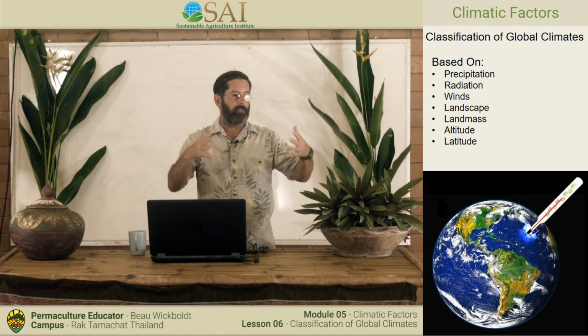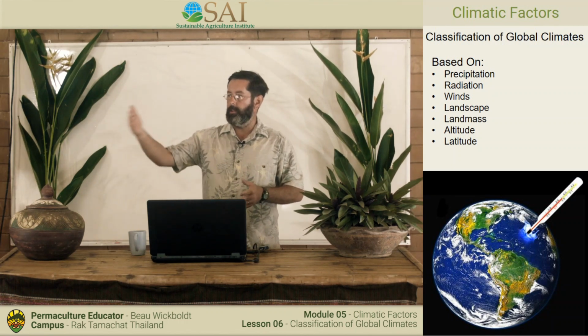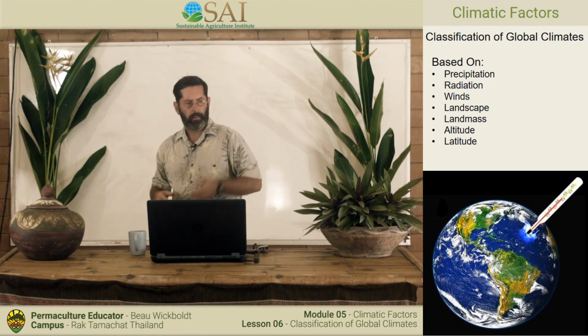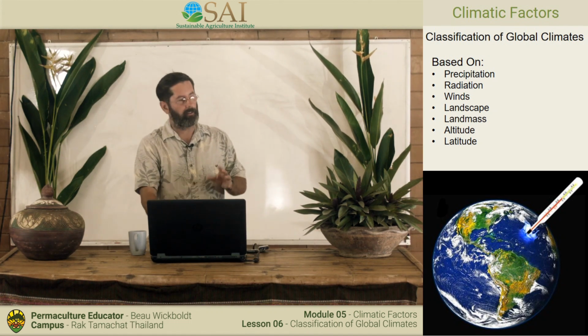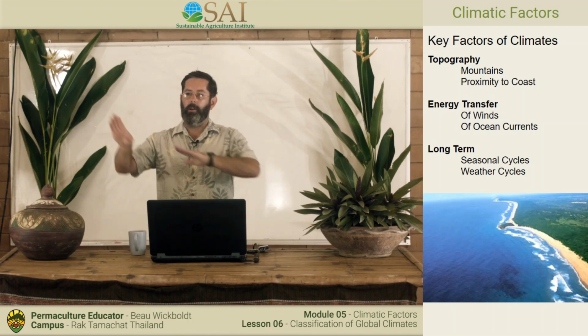You should understand the different types of landscapes, topography of your site, any type of land masses. Are you near the coast, on a mountain? You can look at the altitude, and you can also look up the latitude of your site. So some key factors: topography. Are you on a mountainous slope?